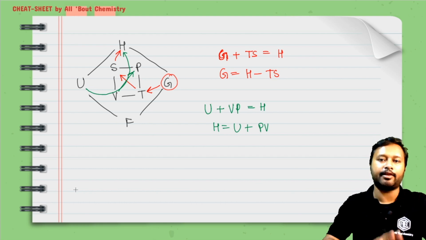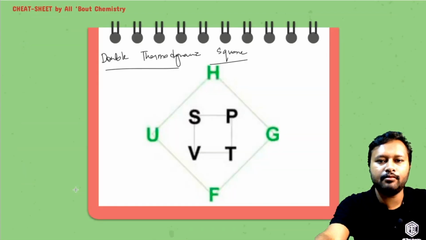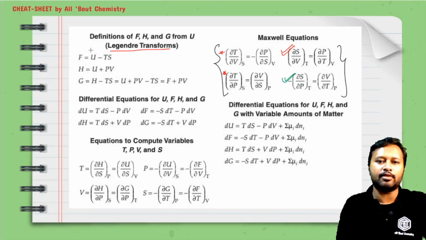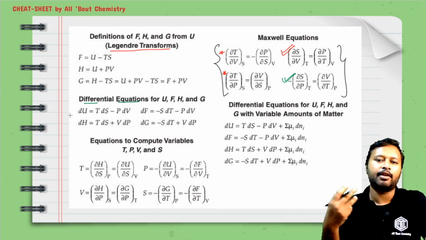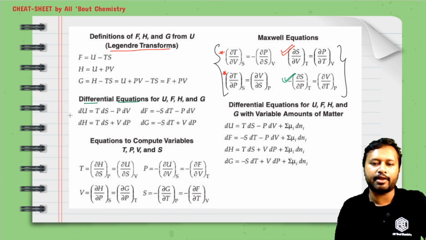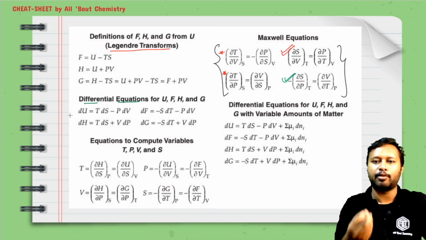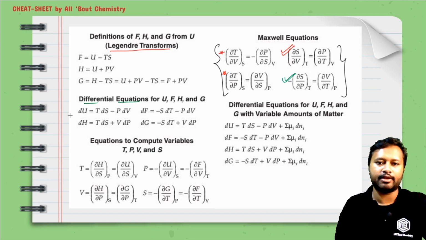Now let's see the differential equations. So these all 4 equations you can simply do. The next thing which we are going to look upon is the differential equations, which will go in the form of del, like del U and del V and something like that. So let's look upon how to use the extended thermodynamic square to find out these equations.